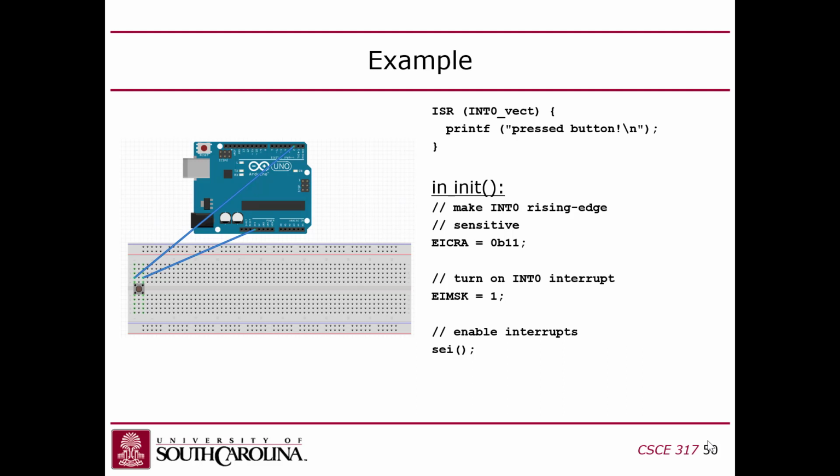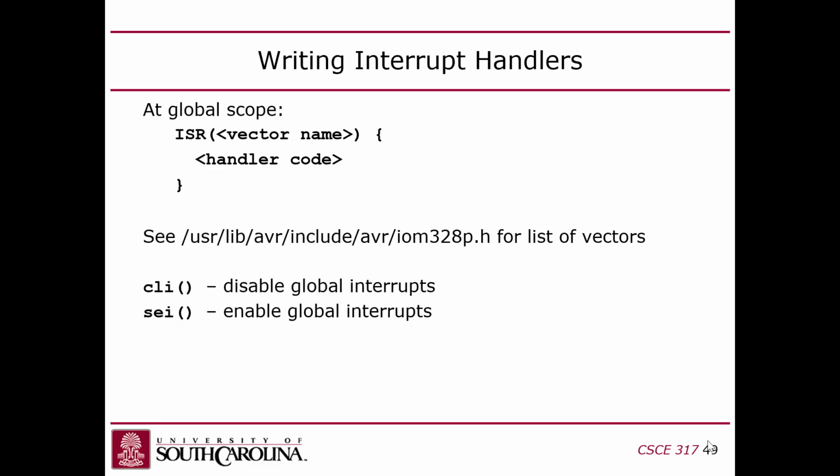You set up the service routine by typing ISR and then int0_vect. Now where does that come from? That you only know from looking in a header file. There's a header file, yes, this header file: usr/lib/avr/include/avr/iom328p.h has all the vectors.